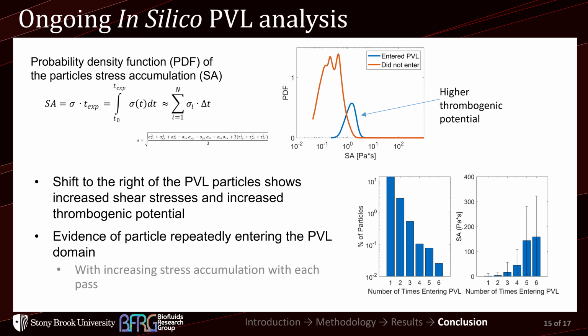Showing that the closer they are to the native lumen, the more likely they are to be incorporated into the PVL flows. And then with that is associated a greater increase in stress accumulation. So the more times they pass through it, the greater thrombogenic potential they have, the greater stress accumulation they have.